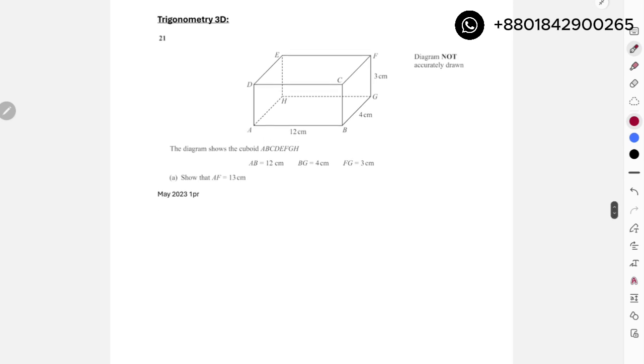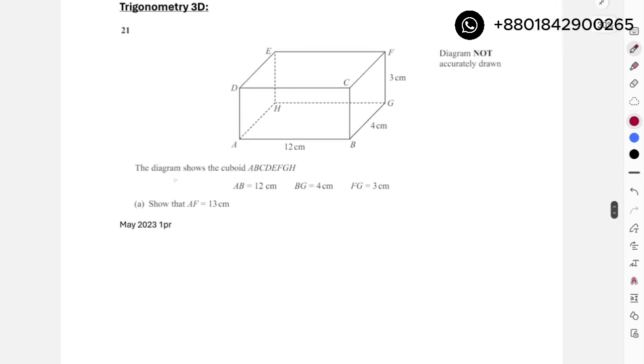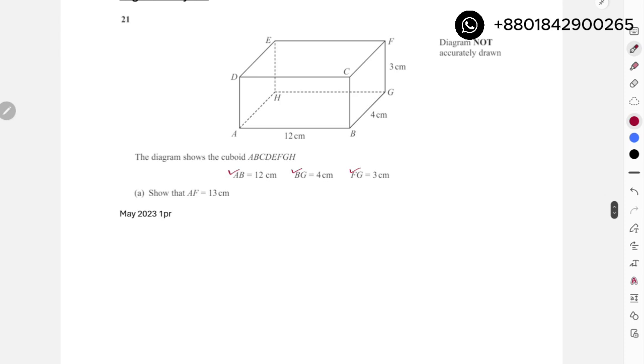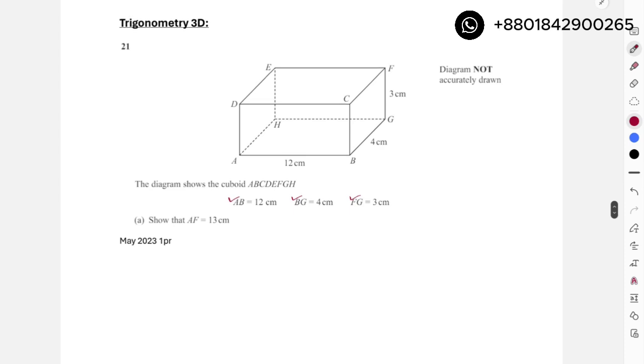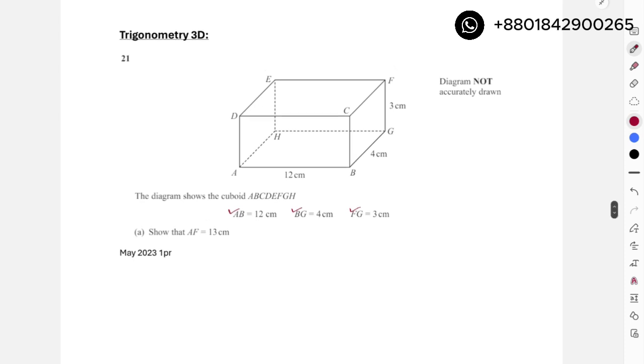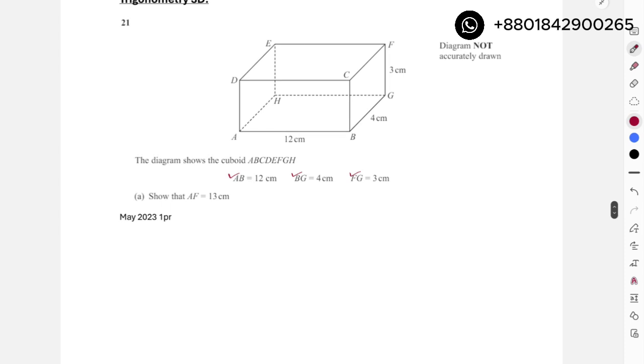Okay, so in trigonometry, I can see over here they have given you that the diagram shows a cuboid with A, B, C, D, E, F, G, where AB, BG, and FG are given with the dimensions 12, 4, and 3. We need to show that AF is 13 centimeters. Okay, by mistake I just took part A. Let me just get part B and then we will start. In part B, they were asking to calculate the size of the angle GAF. We'll do that also. But for part A, they're asking to find out the length of AF, right?